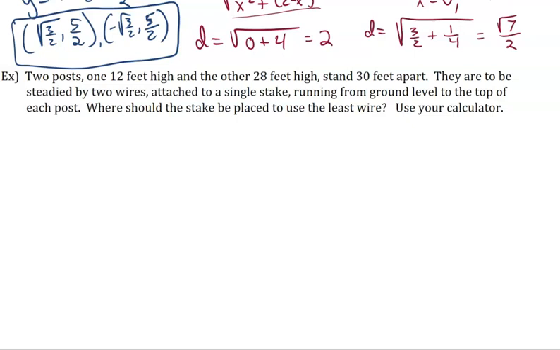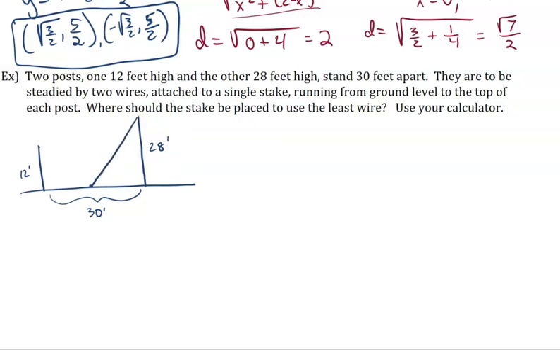So we have this can be the ground. All right, it's a little bit better. So we have a 12-foot post and a 28-foot post, and they are 30 feet apart. So this distance is 30 feet. This is 12. This is 28. And we're putting a stake somewhere in the middle that will have 2 wires like this attached to it. And also we can safely assume that the stakes or the posts are perpendicular to the ground.